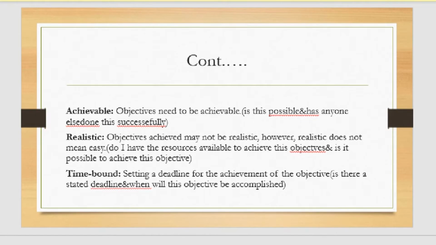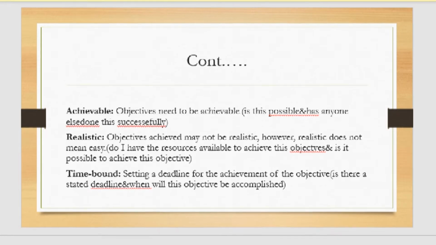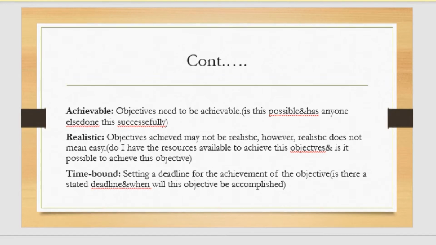All right, time bound now. Setting a deadline for the achievement of the objective. It's the question you need to check first, but we have to remember that each and every task or project must have a given time frame and must be completed by that time. Okay, so you have to check.